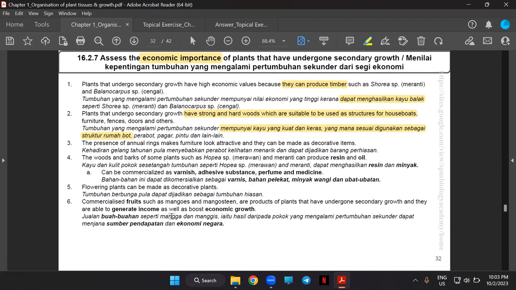Di antara nombor 1 dengan nombor 2, you pilih mana-mana satu. Either you go for number 1 or you go for number 2. Kalau tulis dua-dua pun dapat 1 markah saja. So pilih either you want to write number 1 or you want to write number 2. Markah kedua, the presence of annual rings make furniture look attractive and they can be made as decorative item. Kehadiran gelang tahunan pula menyebabkan perabot kelihatan menarik dan dapat dijadikan sebagai barang perhiasan. Boleh tulis markah kedua.